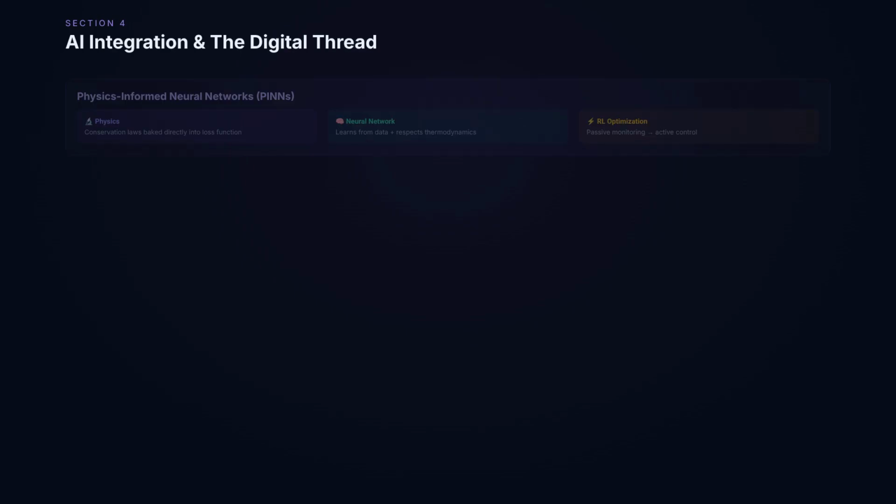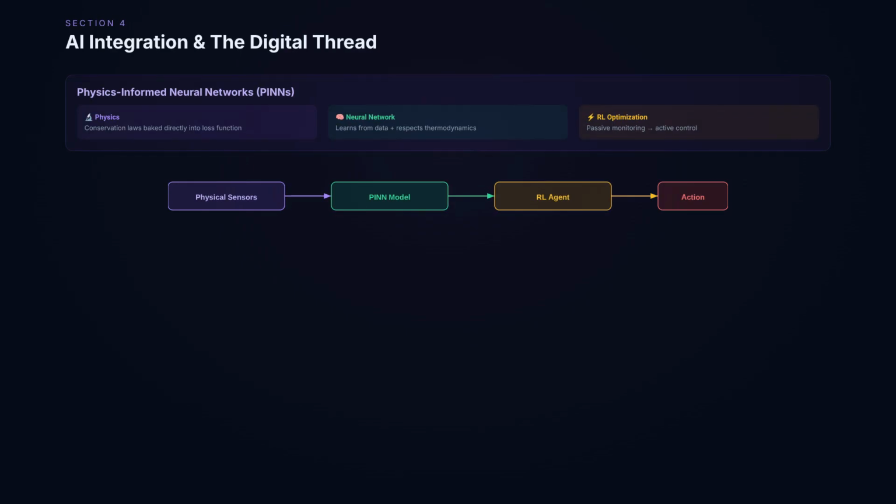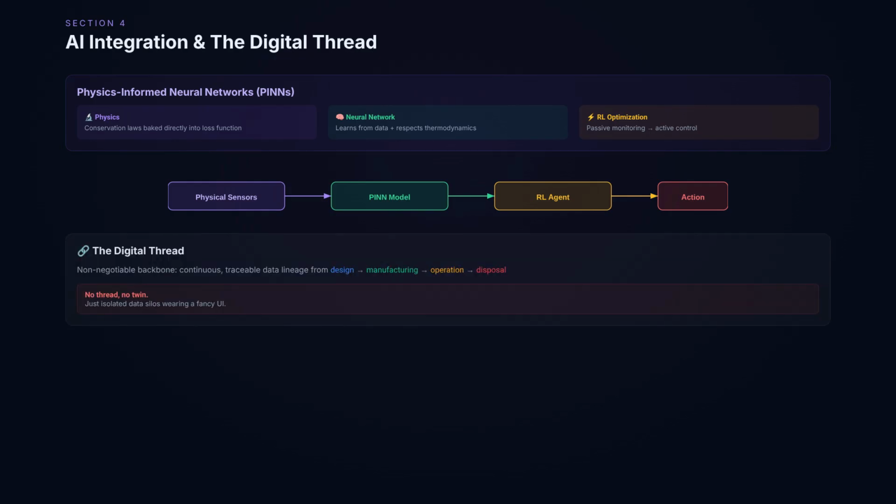But here's the thing. Physics-only models hit a wall. That's where AI shifts the architecture. We're moving toward physics-informed neural networks, or PINNs. They bake conservation laws directly into the loss function. The AI doesn't just guess. It respects thermodynamics. Reinforcement learning then takes over optimization, pushing the twin from passive monitoring to active control.